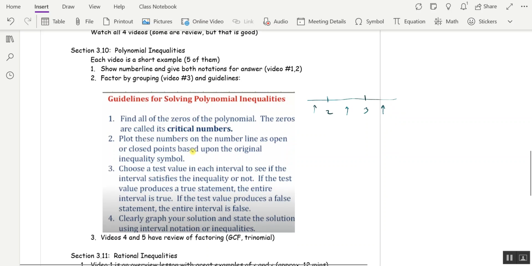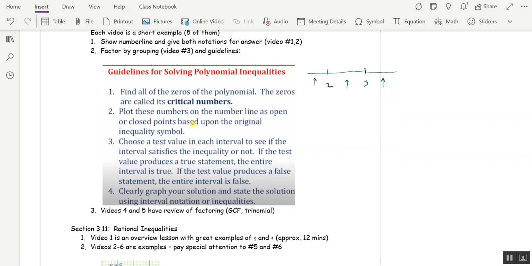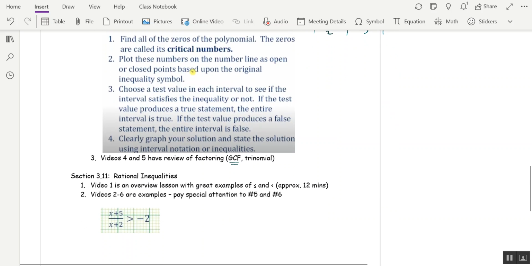Videos 4 and 5 are great because they review factoring by grouping. Well, actually, video 3 is factoring by grouping, which you need to be able to do. It's an important skill. And videos 4 and 5, just more review of factoring and factoring out the GCF. Now, rational inequalities work pretty much the same way, except they have an added level of complexity in that you've got a denominator now.